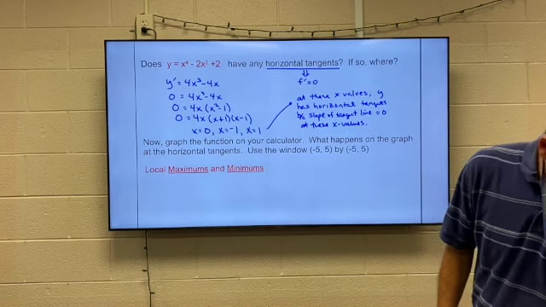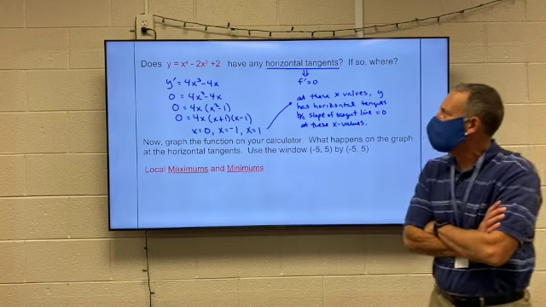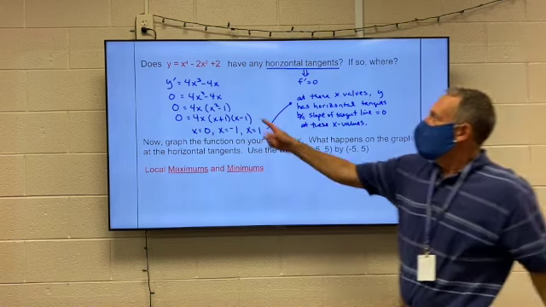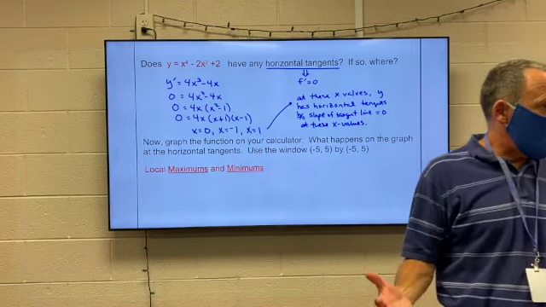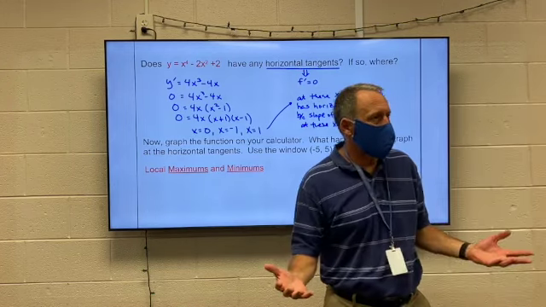All right. The next one. Does y equals x to the fourth minus 2x squared plus 2 have any horizontal tangents? And if so, where? So, we've got a function, a fourth degree polynomial, right? We want to know, are there any horizontal tangents?